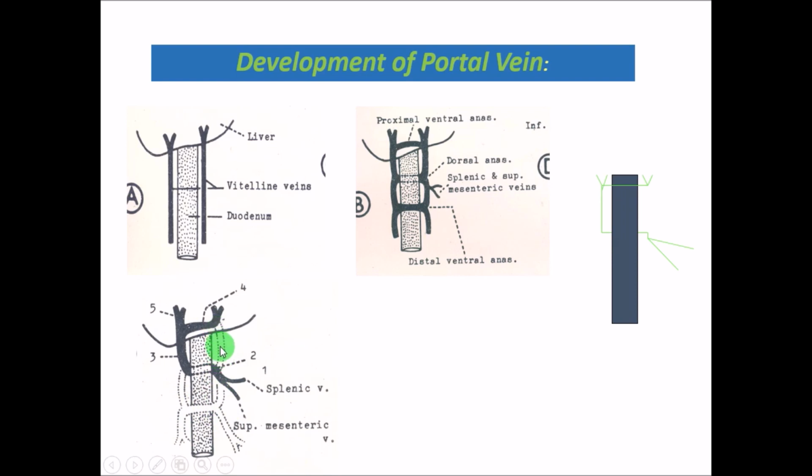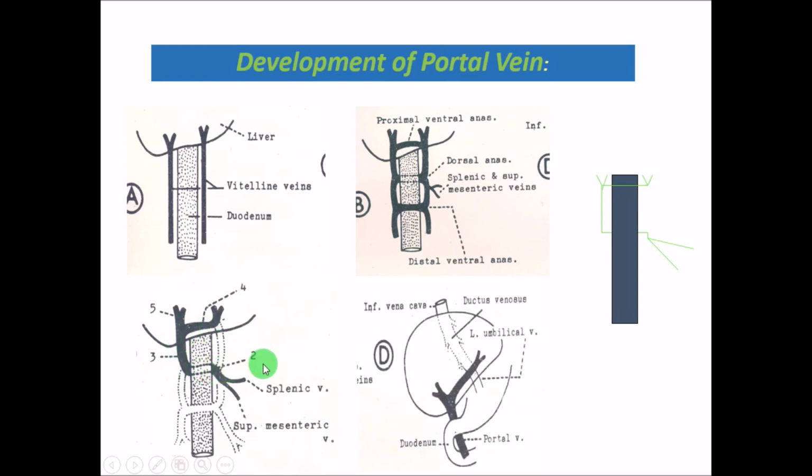Even the proximal part of the left vitelline vein disappears. Finally, what remains will be the superior mesenteric vein, splenic vein, the dorsal anastomosis, as well as the proximal part of the right vitelline vein, as well as the proximal ventral anastomosis. Now it will be like this.